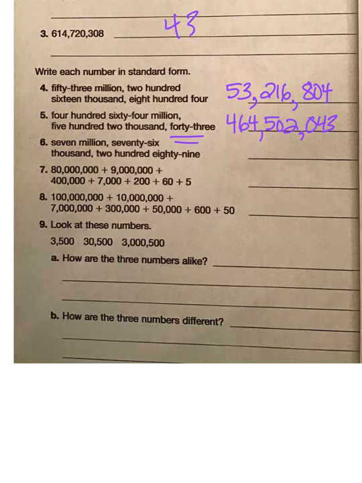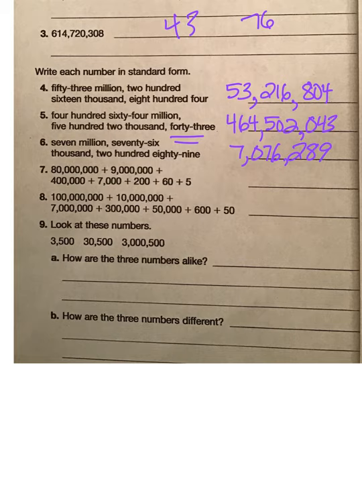The next number says 7 million. Well, that's pretty easy. That's just a 7 in the millions. Then it says 76,000. Again, normally when we write 76, it would just be this. But we know we're talking about the thousands period, so we have to write 076. The last part of it would be 289.